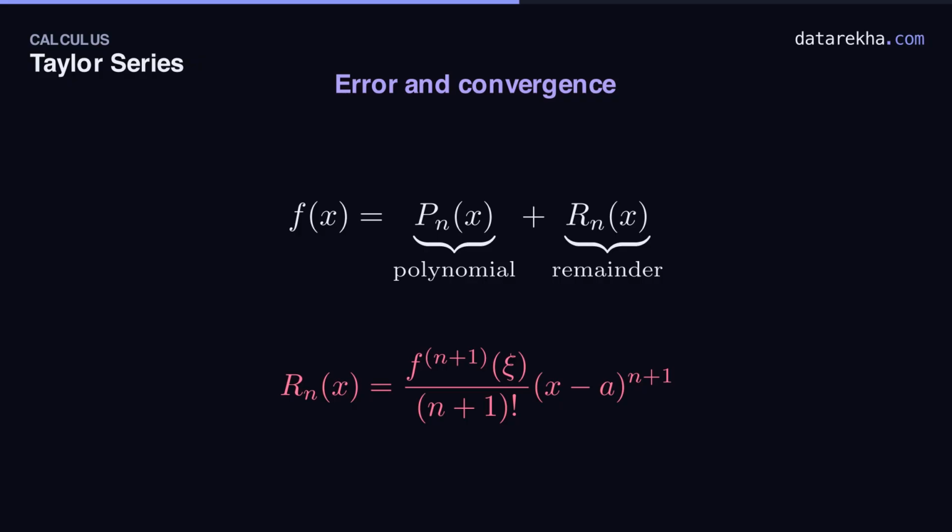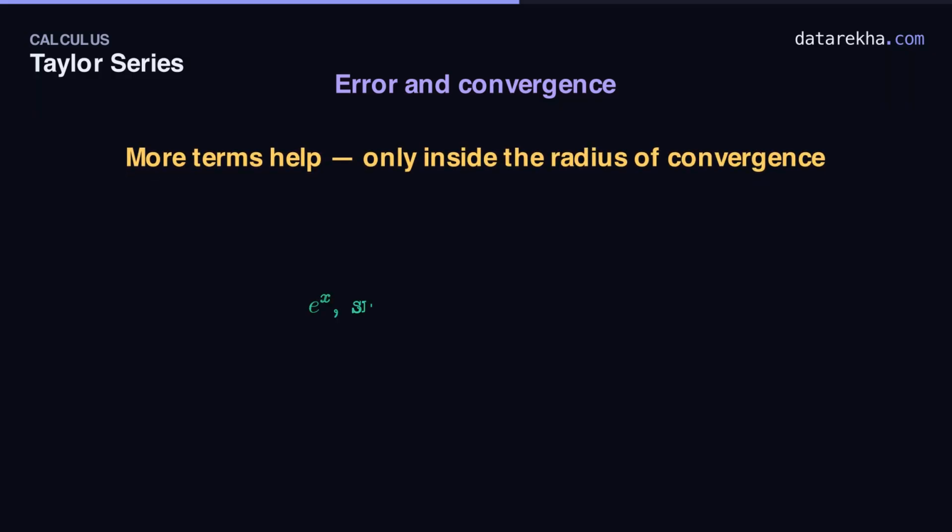The details are light for us, but notice the shape. That factorial in the bottom grows ferociously fast. So for x close to a, the error shrinks towards 0 as you add terms, which is exactly why more terms meant a tighter hug in our picture. But, and this matters, that only works within a certain window.